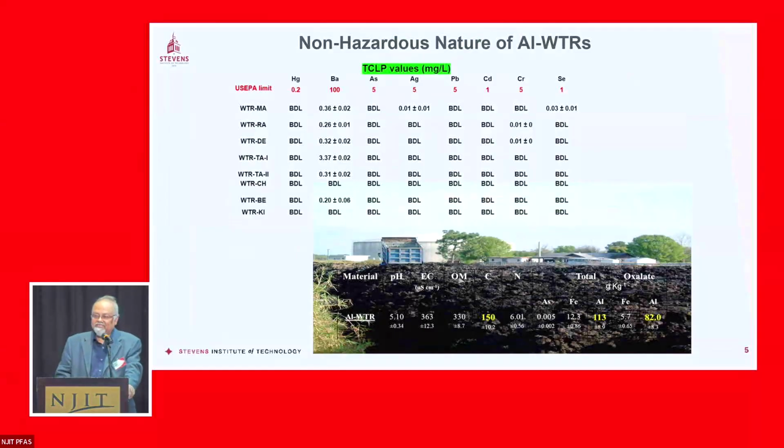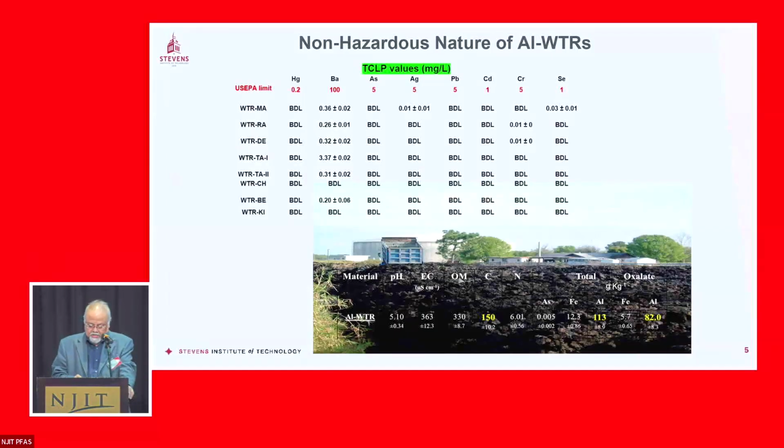For that, we need to do a leaching test called the TCLP, which stands for Toxicity Characteristic Leaching Procedure, and analyze the leachate for toxic metals. So I show here the TCLP results of 8 WTRs that we collected for the purpose of our patent. The WTRs were all clean, all metal concentrations were well below EPA limits, most of them were below detection limits, confirming the non-hazardous nature of the material. In fact, in my 25 years or so dealing with close to 100 WTRs in the US, I am yet to come across one that can be classified as hazardous.